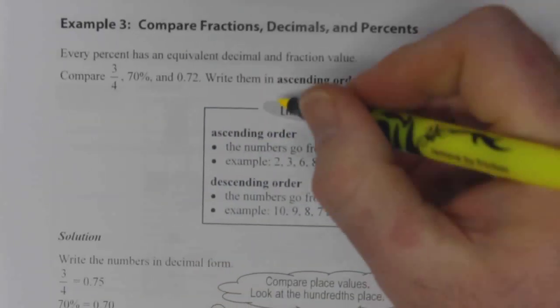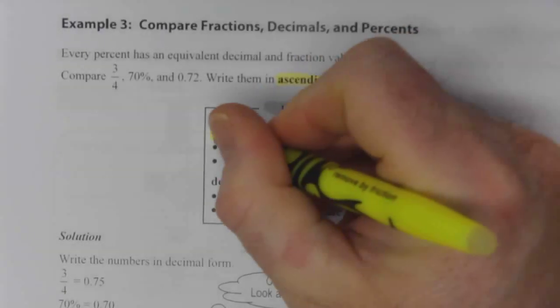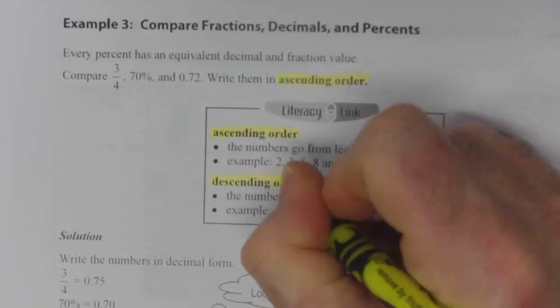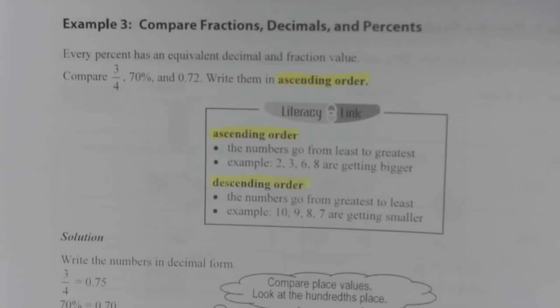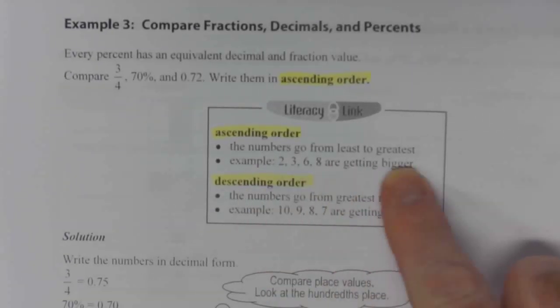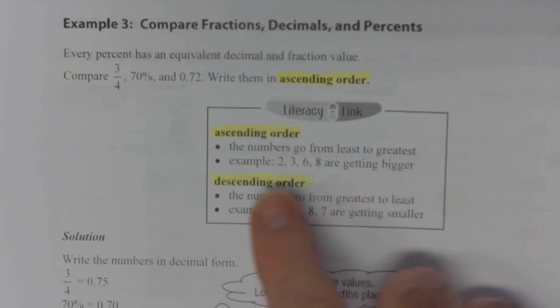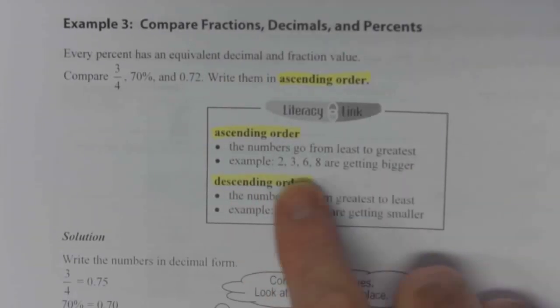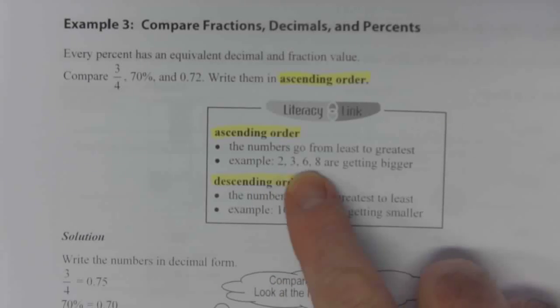Now, ascending order, we have to make sure we know what's what here. We've got ascending order and we've got descending order. Ascending means we're going from smallest or least to greatest or biggest. So for example, 2, 3, 6, and 8, they're getting bigger. That's in ascending order.